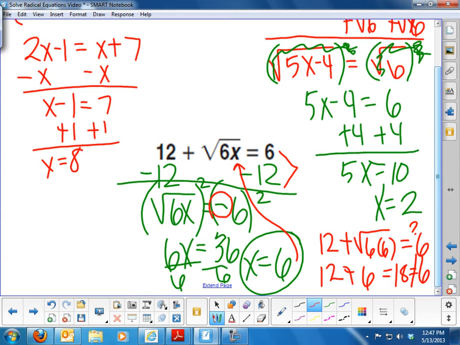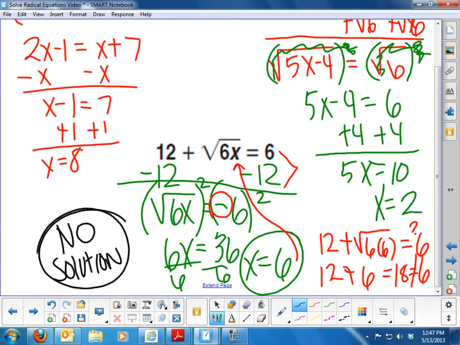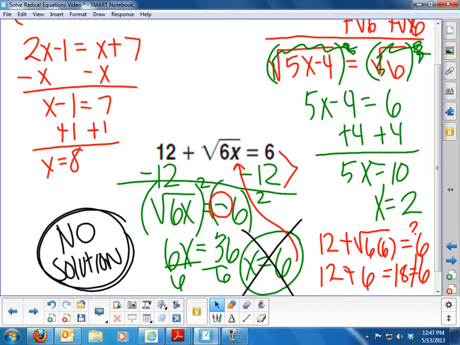So this problem right here actually has no solution, okay? No solution to this problem. X equals 6 is wrong. This is what we call an extraneous solution. And that's what happens sometimes when working with these radical expressions. You end up getting a solution that is not true. It's extraneous, okay? So when that occurred, you want to say that there is no solution.